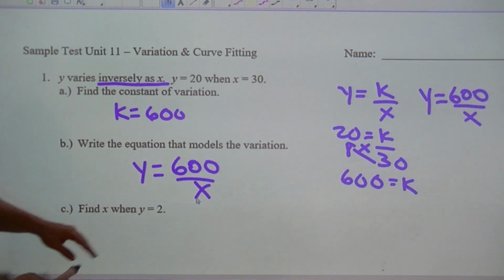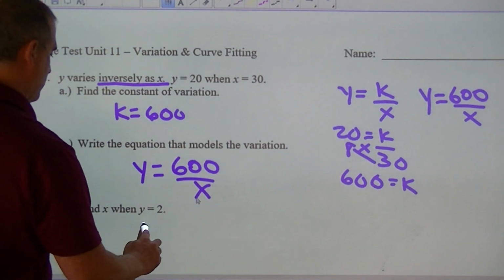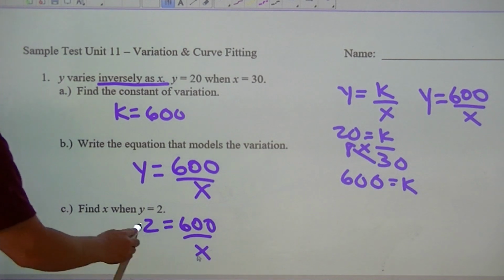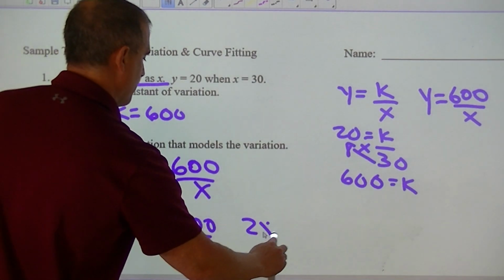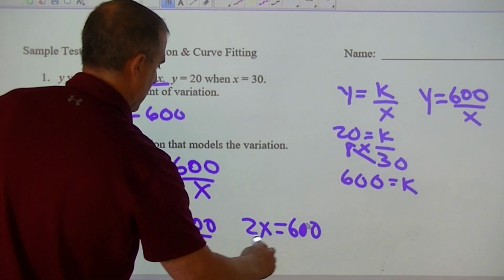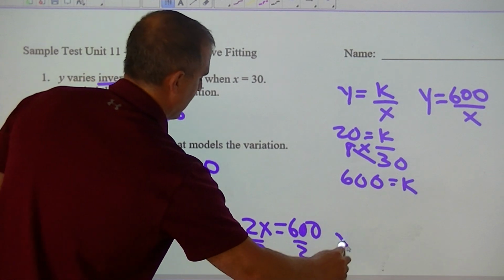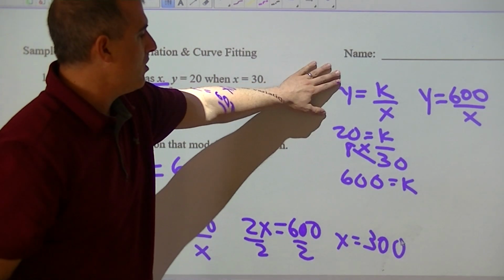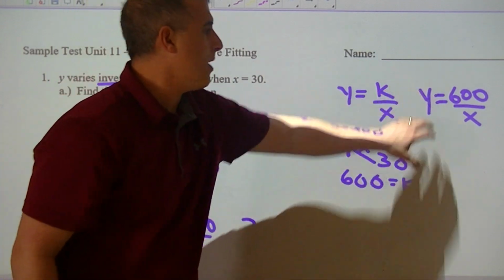Then I can use this to find x when y is 2. So 2 equals 600 over x. I want to cross multiply there, so it's 2x equals 600. And divide by 2 gives me x is 300. But let's make sure we do that: model, k, equation.